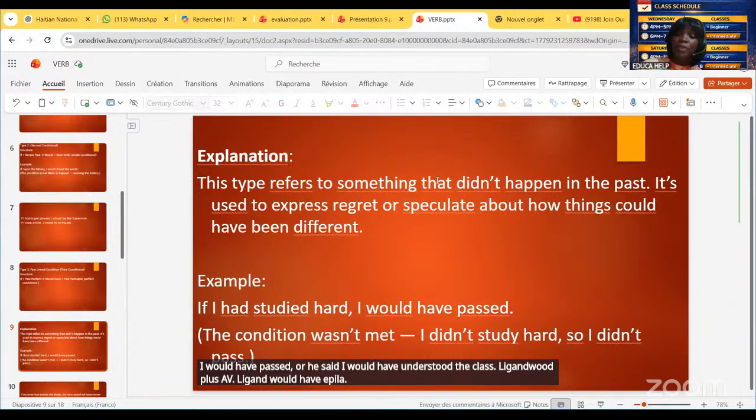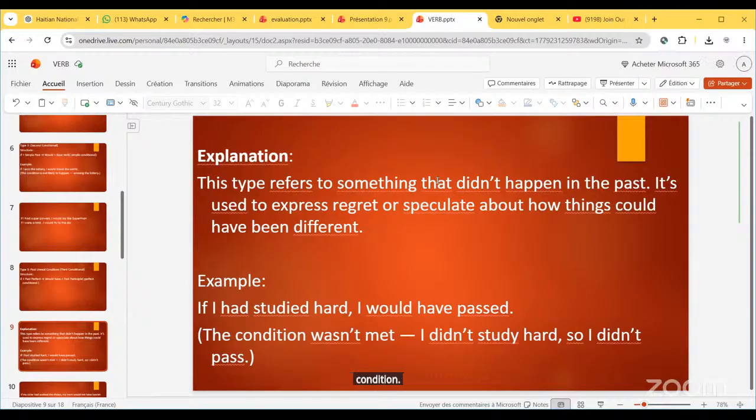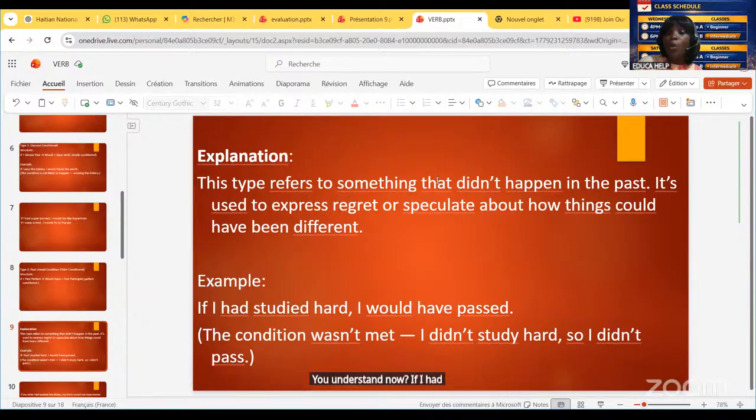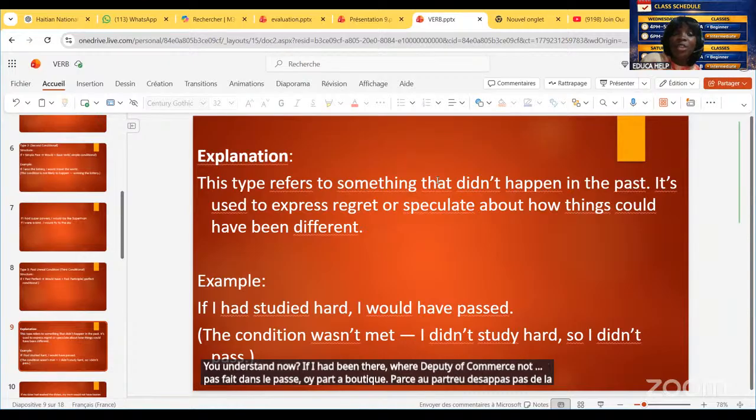Cette phrase fait sens parce qu'elle n'entre pas dans la catégorie, dans le critère de la deuxième condition, mais entre dans le critère de la troisième condition. Troisième condition. You understand now? If I had been there. Le If au début de la phrase exprime un regret, ce qui n'a pas été fait dans le passé, pas abouti. If I had been there at the beginning of the class, I would have understood the lesson.